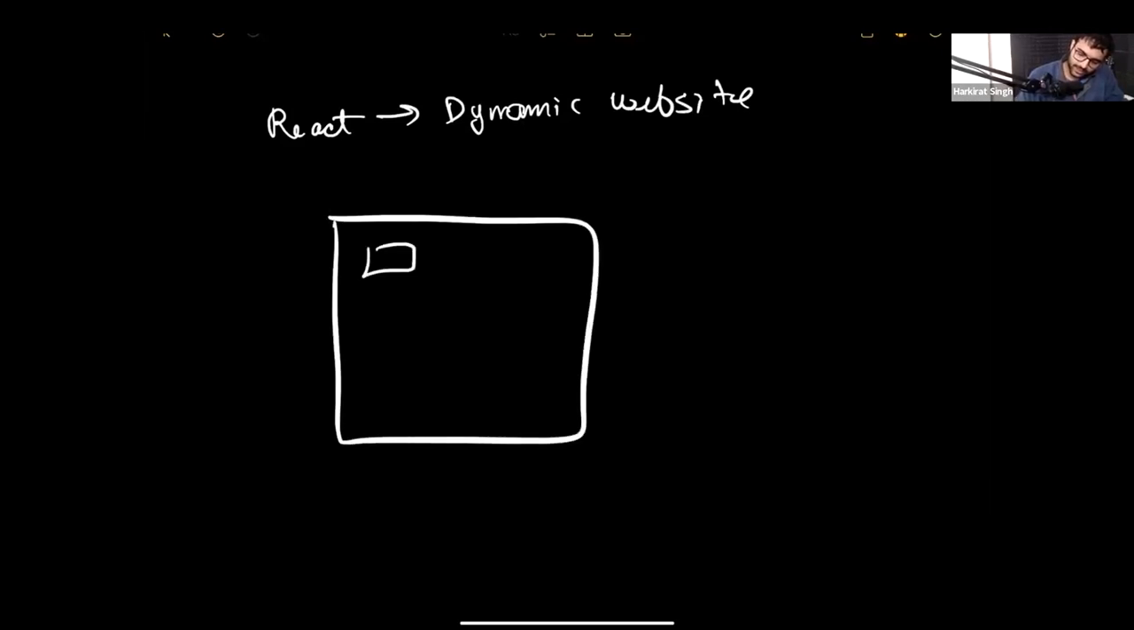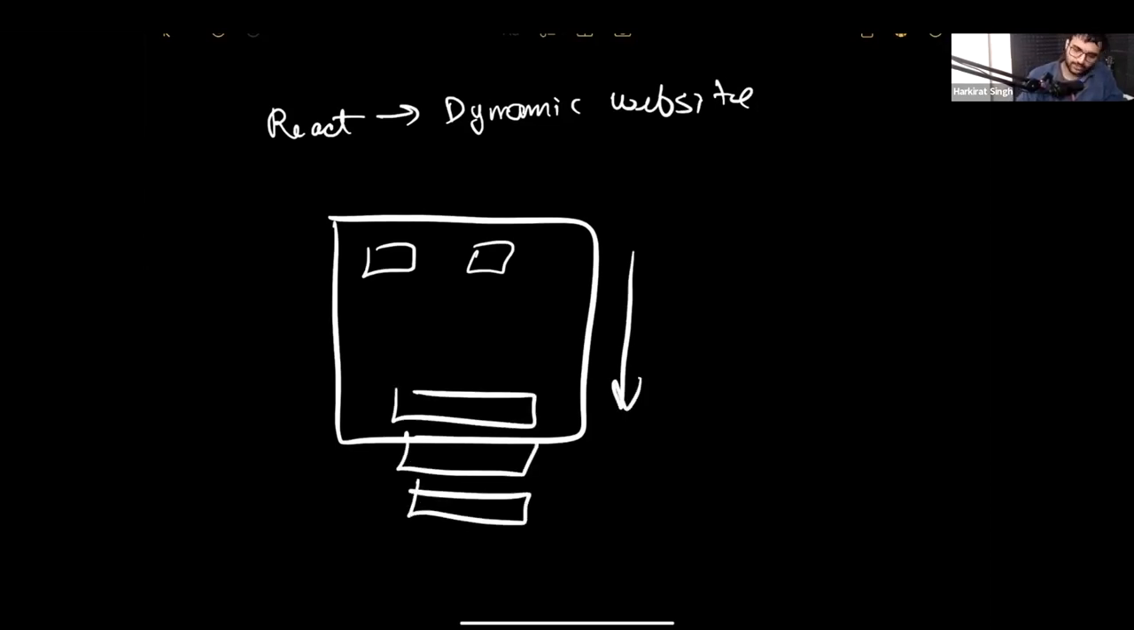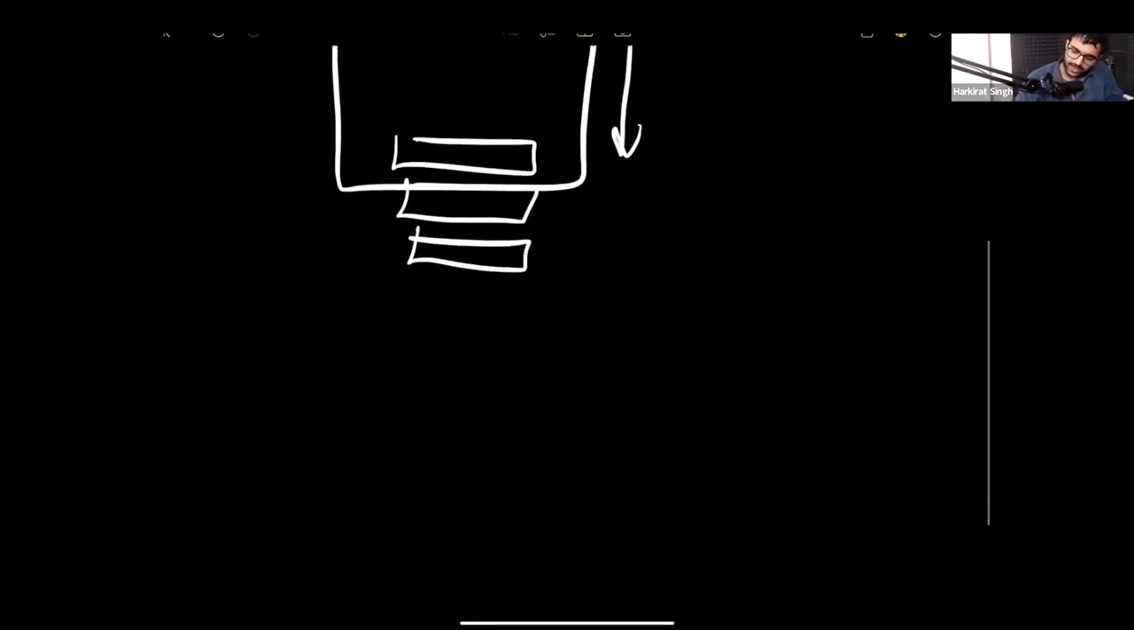Let's try to visualize re-renders a little bit. Why do you need React? React creates what's called dynamic websites. What is a dynamic website, Harkirat? A website whose content changes very quickly, something like LinkedIn. If you scroll down on LinkedIn, you see more and more posts get appended to the bottom. That's what a dynamic website is. React is an easy way to create these.